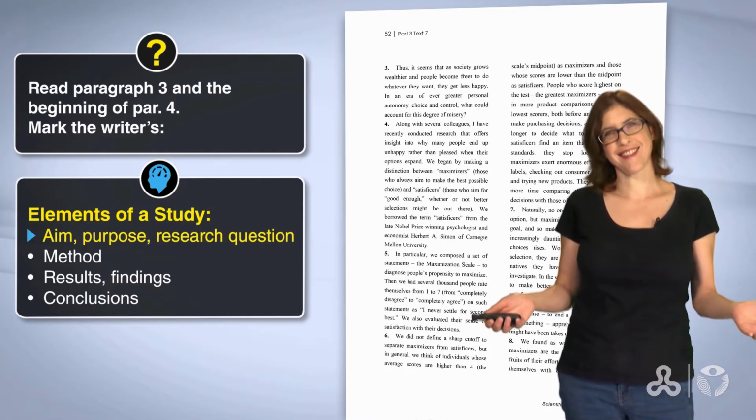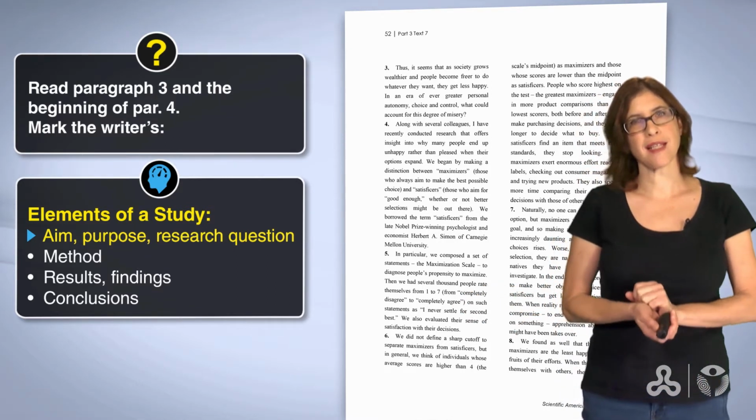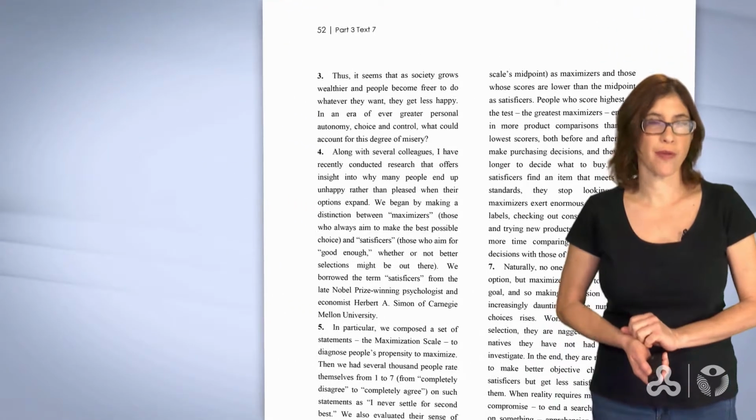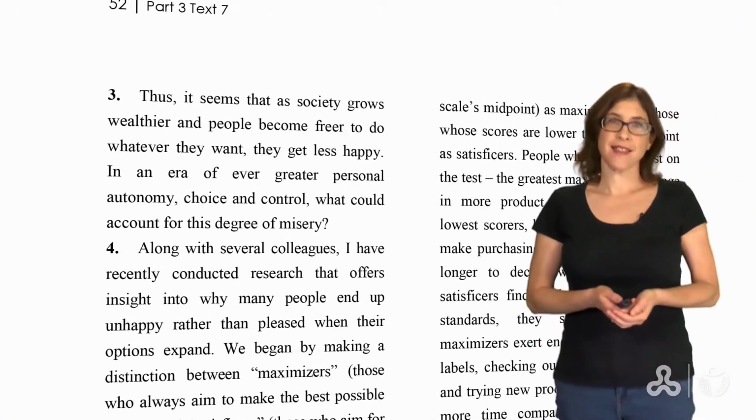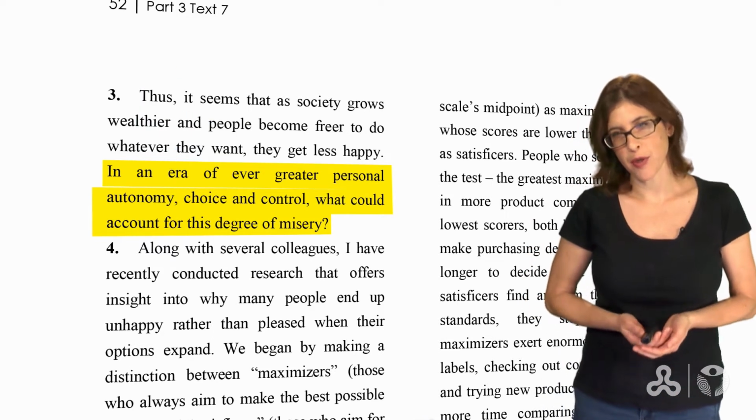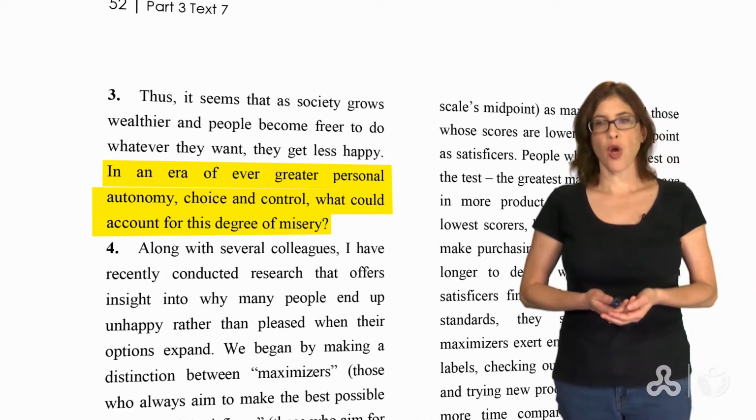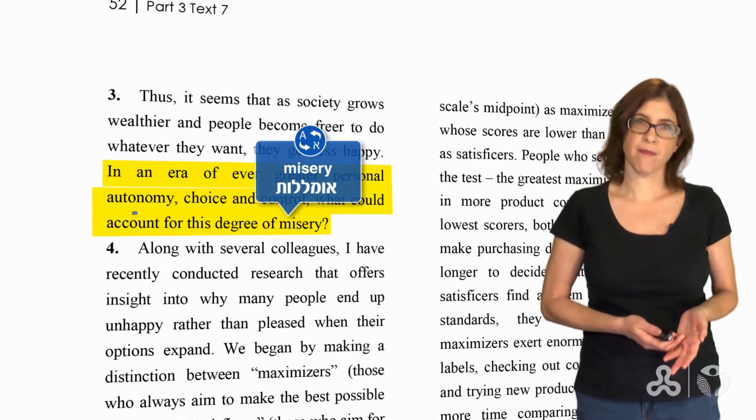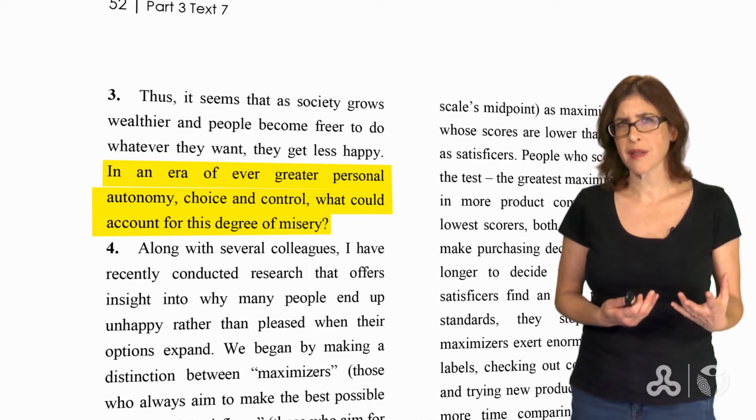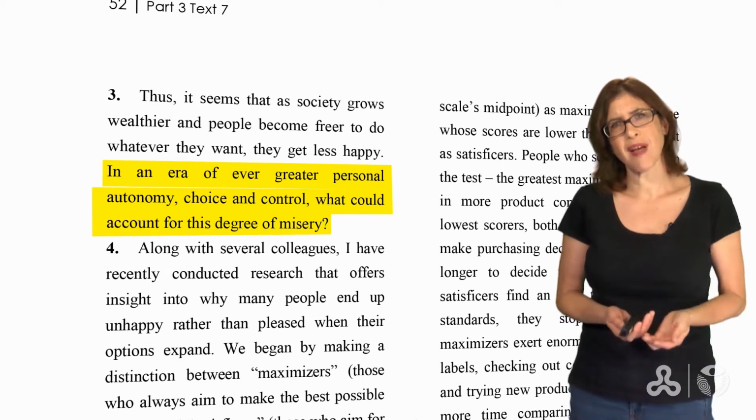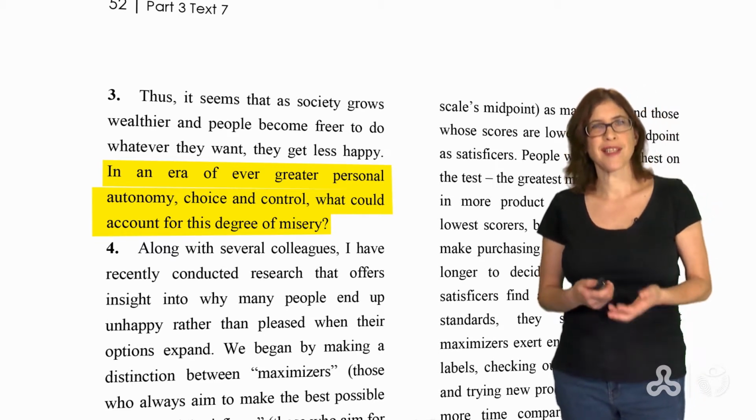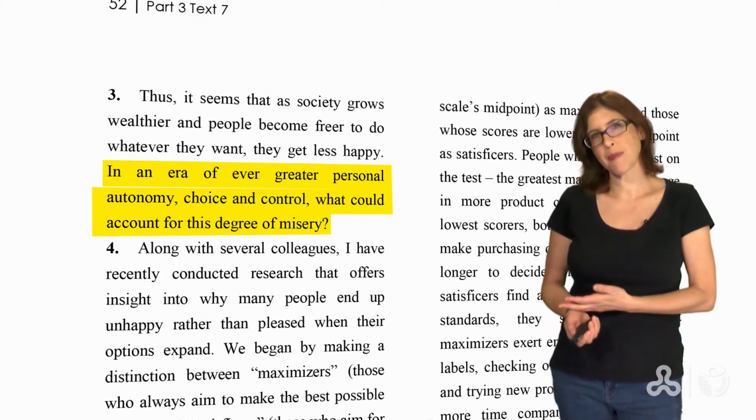You're back! Great! This was easy because the writer presents some clear questions and a purpose, too. Let's zoom in on paragraph 3 and 4. In the second sentence of paragraph 3, we read, in an era, עידן או תקופה, of ever greater personal autonomy, choice, and control, what could account for this degree of misery? This is a question. כלומר, בעידן כזה של כל כך הרבה יותר בחירה, מה יכול להיות אחראי למידה הזאת של אומללות? Or in English, in other words, it means, what is the factor that makes people so unhappy?